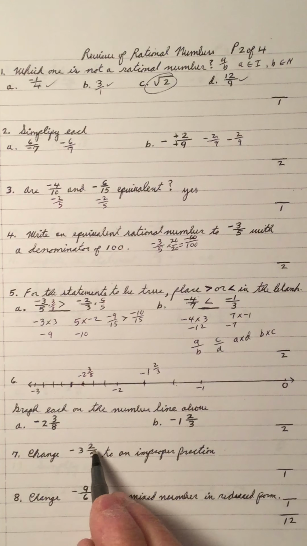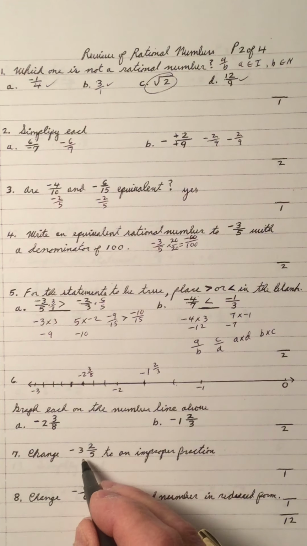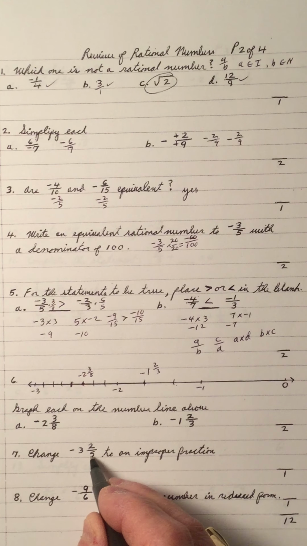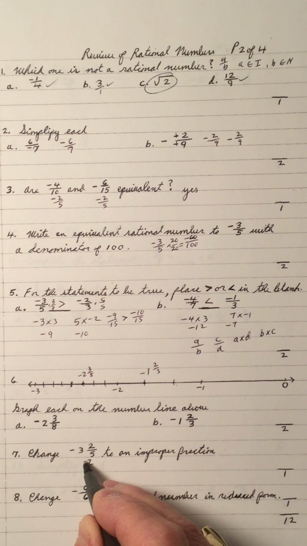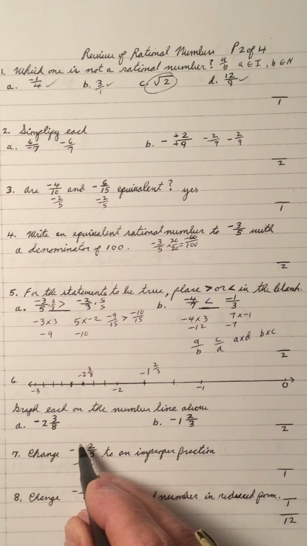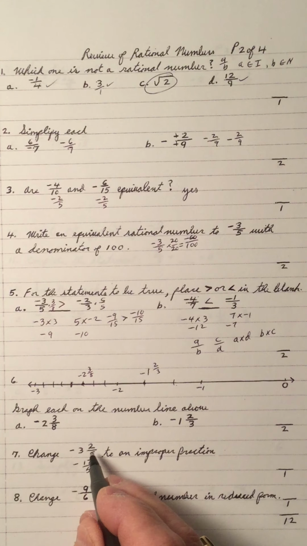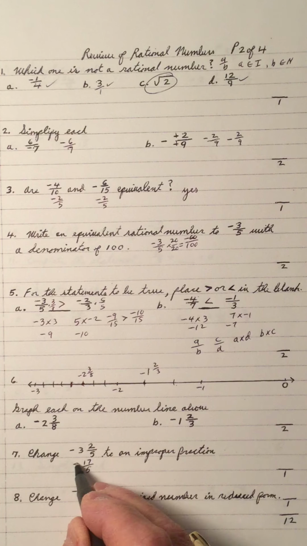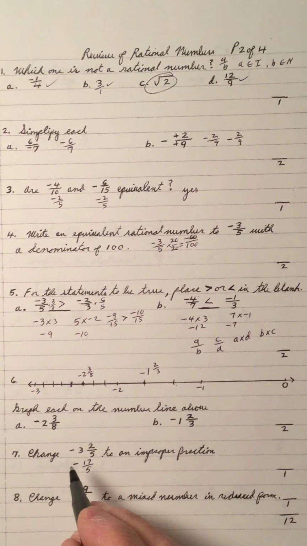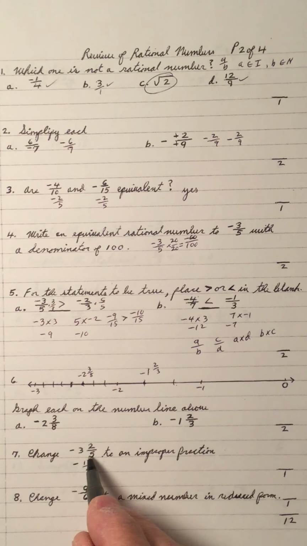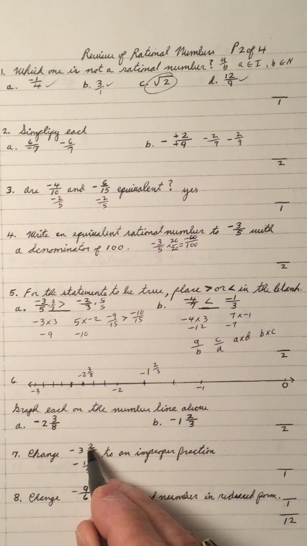Change negative 3 and 2/5 to an improper fraction. So remember, 3 times 5 is 15, plus 2 is 17 over 5. And we know it's negative. We don't go negative 3 times 5 is negative 15 plus 2. That's wrong. You go 3 times 5 plus 2, and then you put the negative after. So you don't do negative 3 times 5 to get negative 15 and add on 2 to get negative 13. That's wrong. Again, repeat. 3 times 5 plus 2.